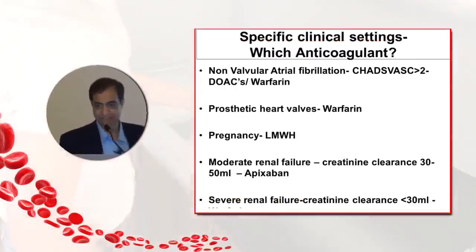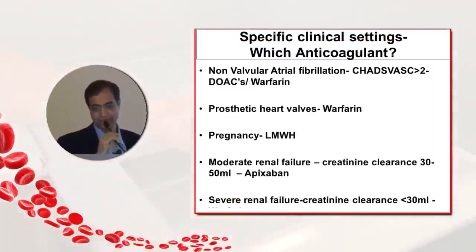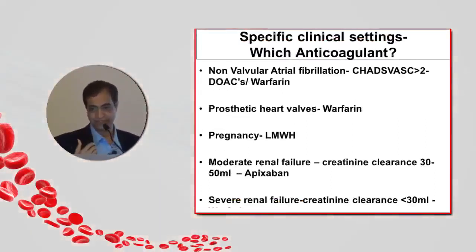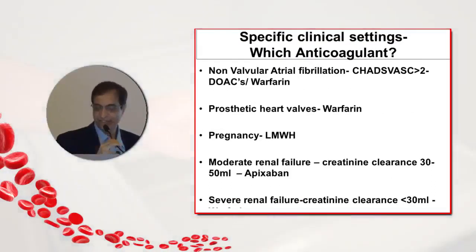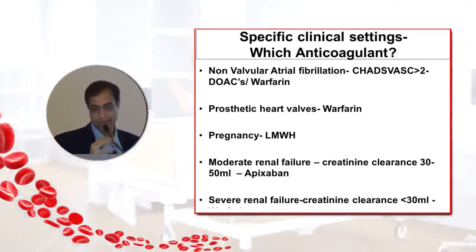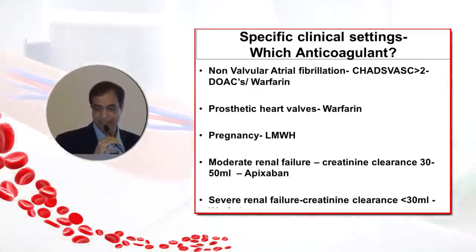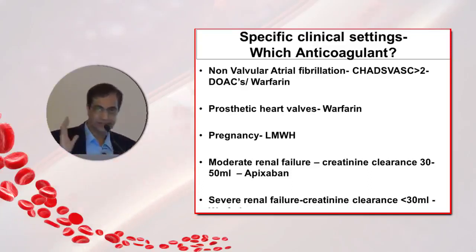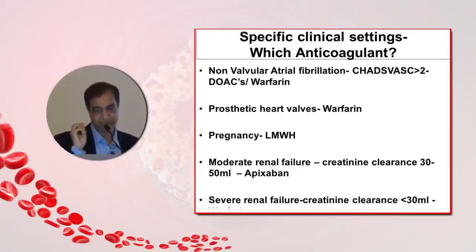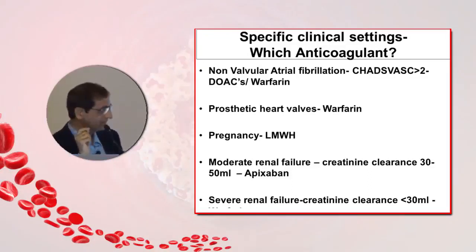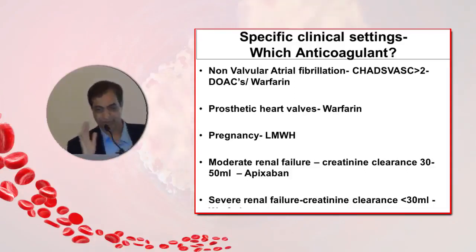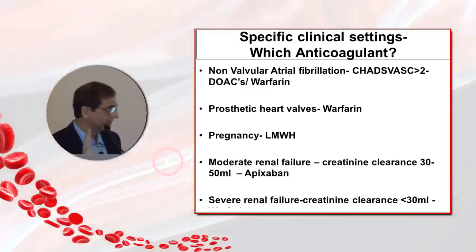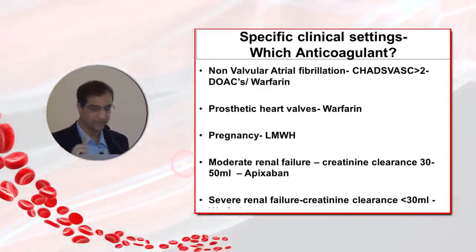So, specific clinical settings, which anticoagulant to use? When you have non-valvular atrial fibrillation and a CHA2DS2-VASc greater than 2, you can start a DOAC or a warfarin. If you have a prosthetic heart valve, classically it's warfarin. But I think Amit maybe will touch on this, that some of the trials, specifically RE-LY and so on, had patients who basically had valvular disease which was not severe, or had bioprosthetic valves, not metallic valves, and so on. But I think on the whole, warfarin is like 80% or 90% in that game.